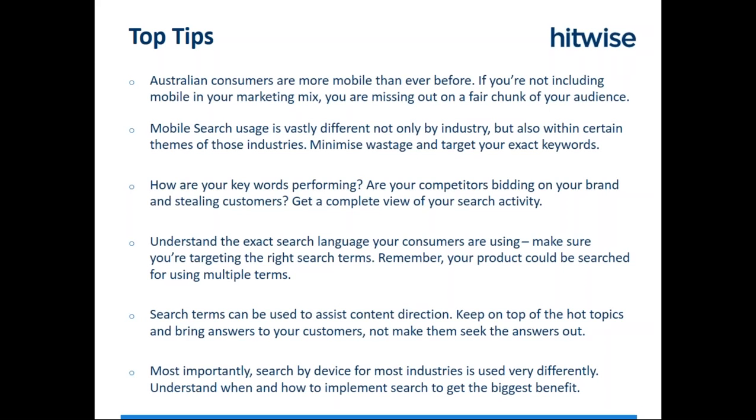But most importantly, search by device for most industries is used differently, so understand when and how to implement search to get the biggest benefit. If desktop is used at the start of the purchase cycle, then utilise search there, and if mobile is used towards the end of the purchase cycle, then implement mobile search. Understanding where the different devices and search kick in will make your campaign perform a lot stronger.